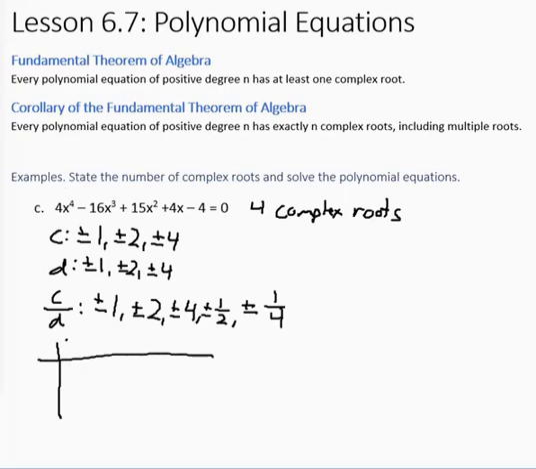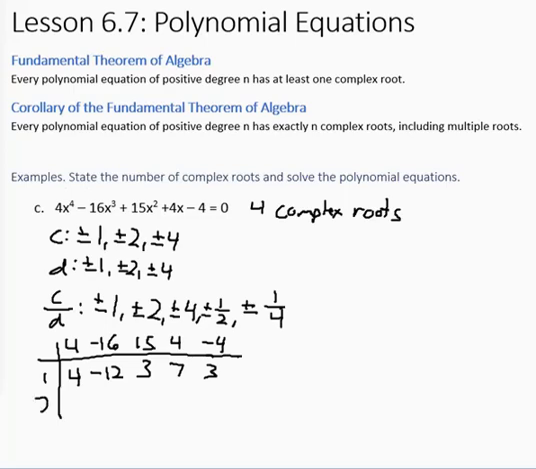And we have 4, negative 16, 15, 4, and negative 4. We didn't have to fill any zeros in because we have each term represented. Let's go ahead and try 1. Bring down the 4. 4 times 4, 16, that's negative 12. 1 times negative 12 is negative 12, plus 15 is 3. 3 plus 4 is 7, and 1 times 7 plus negative 4 is 3.